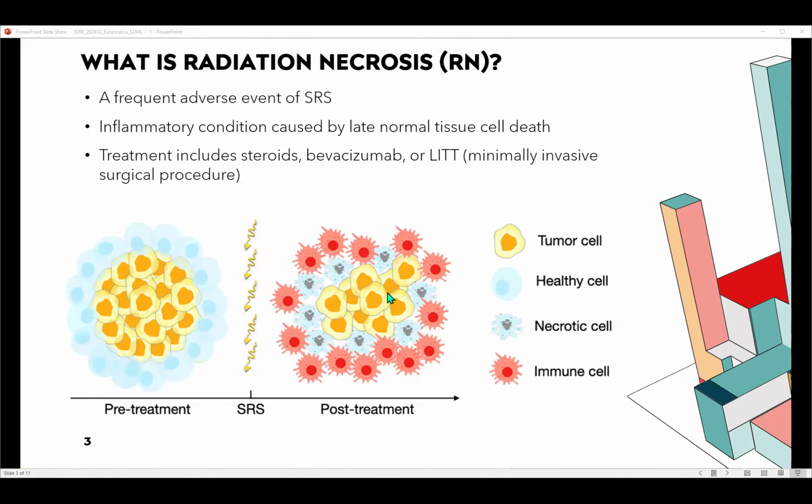So one thing that does happen as a result of stereotactic radiosurgery, or SRS, is radiation necrosis. It's a frequent adverse event, and it's basically an inflammatory condition caused by late normal tissue cell death. Treatment for this can include things like steroids, systemic treatments like bevacizumab, or minimally invasive surgical procedures.